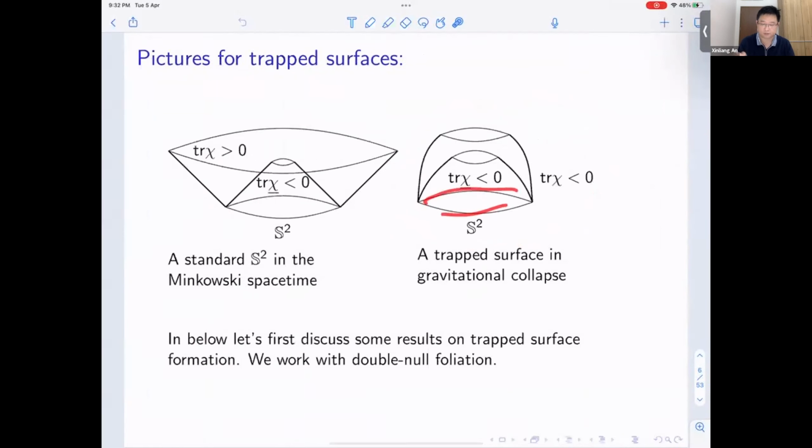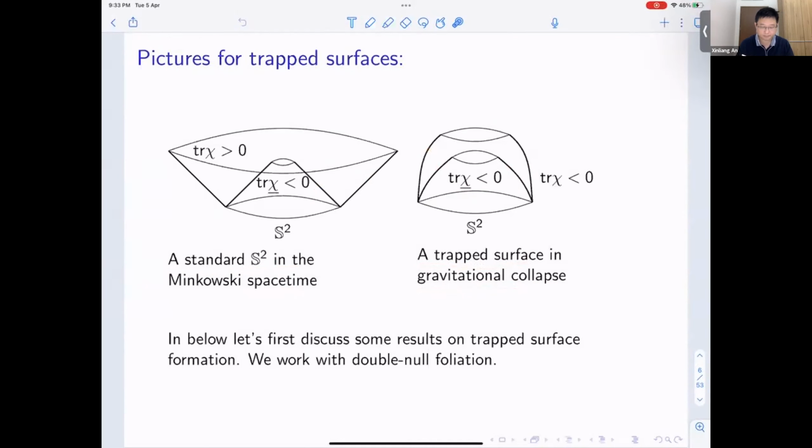We can define the null expansions. We have the outgoing and incoming directions. If both the null expansions are negative pointwise, then this is called a trapped surface. And this is a standard two-surface in Minkowski spacetime. Clearly, we can see that one of the null expansions is positive and one is negative. So yeah, this is the difference. And the area of the trapped surface will increase no matter along which direction, within the light cone.